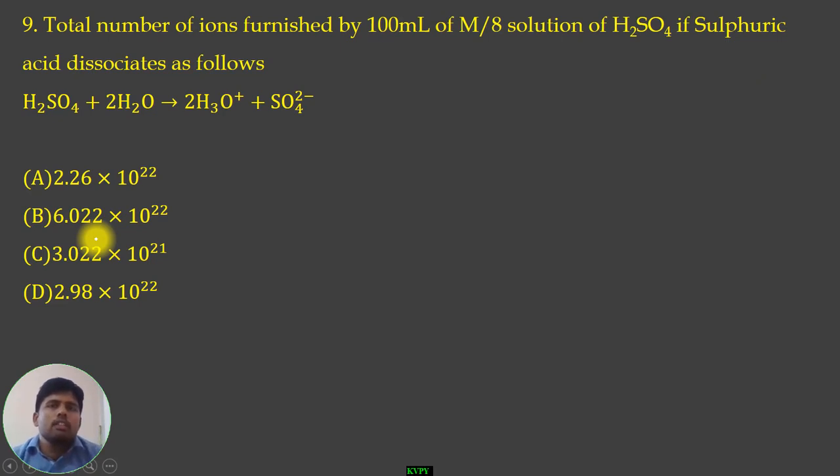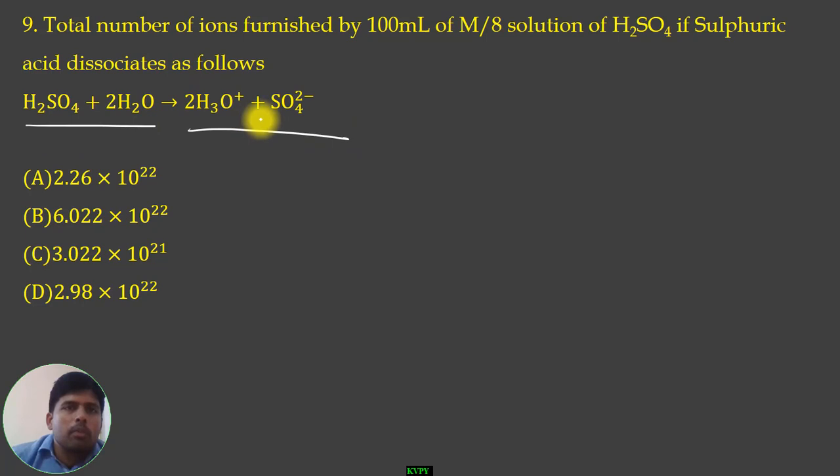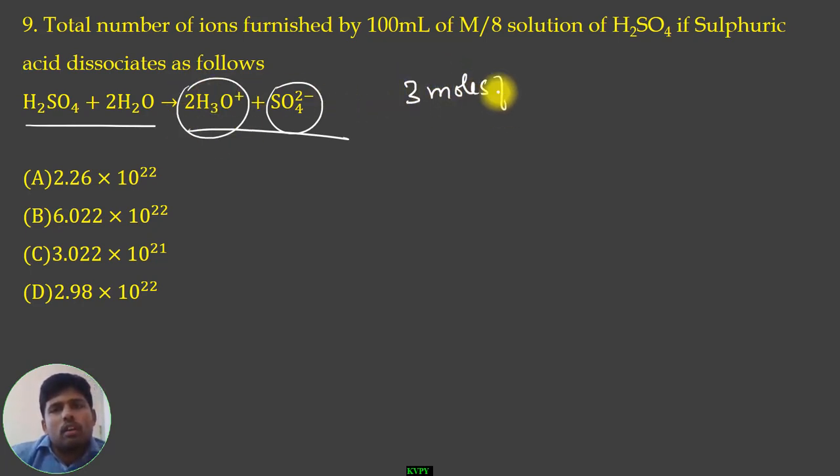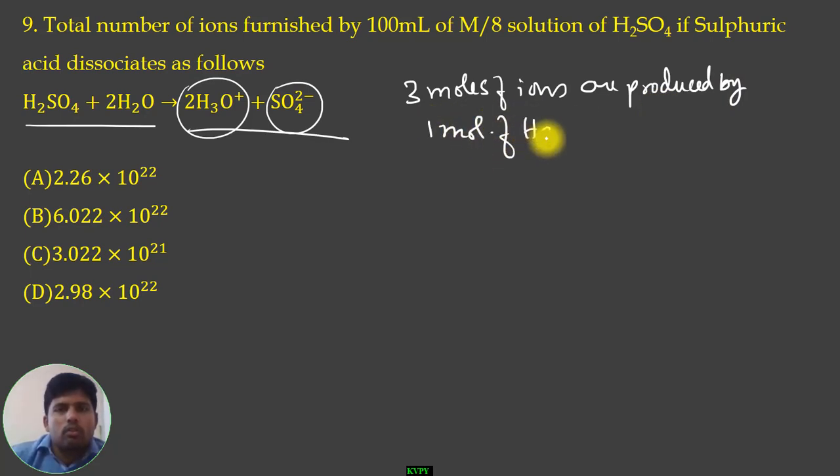Total number of ions furnished by 100 ml of M by 8 solution of H₂SO4 if sulfuric acid dissociates as follows. So they have already given the reaction. Total number of ions is being asked. So here you have 1 and here 2. So total 3 moles of ions are produced by 1 mole of H₂SO4. This is the important point to make out from the given information.